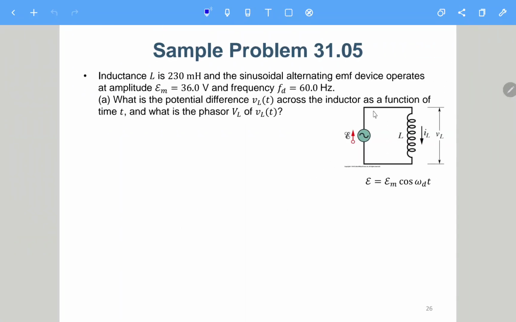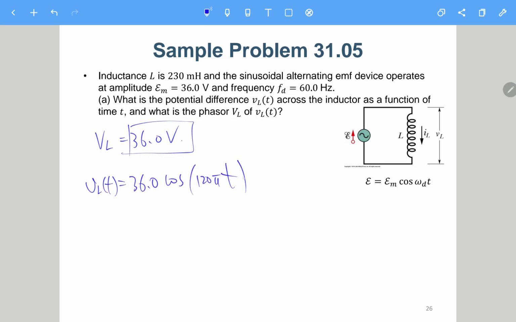Okay, so next we have an AC source connected with an inductor. This is the inductor value, and I'll ask you for VL of t and also the phasor VL. This is actually the same thing. VL is nothing but 36.0 volts, and VL of t equals 36.0 cosine of 120 pi t volts. So for part A, all three are the same.